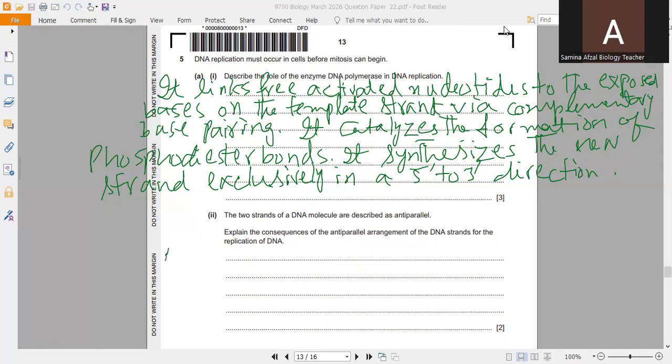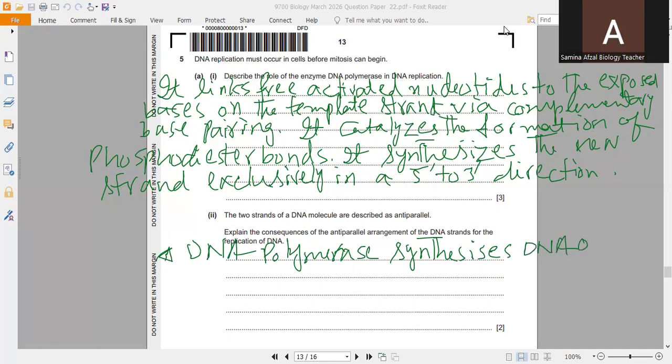That is, number one is DNA polymerase synthesizes DNA only in 5 to 3 direction. We have also mentioned it in the previous question, that is 5 to 3 direction. So this can also be part of this.